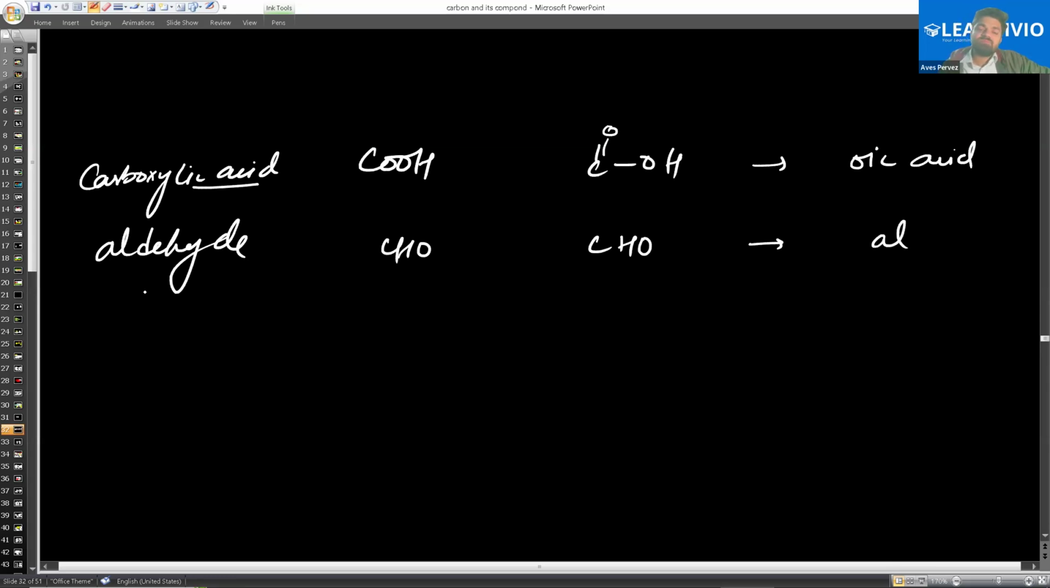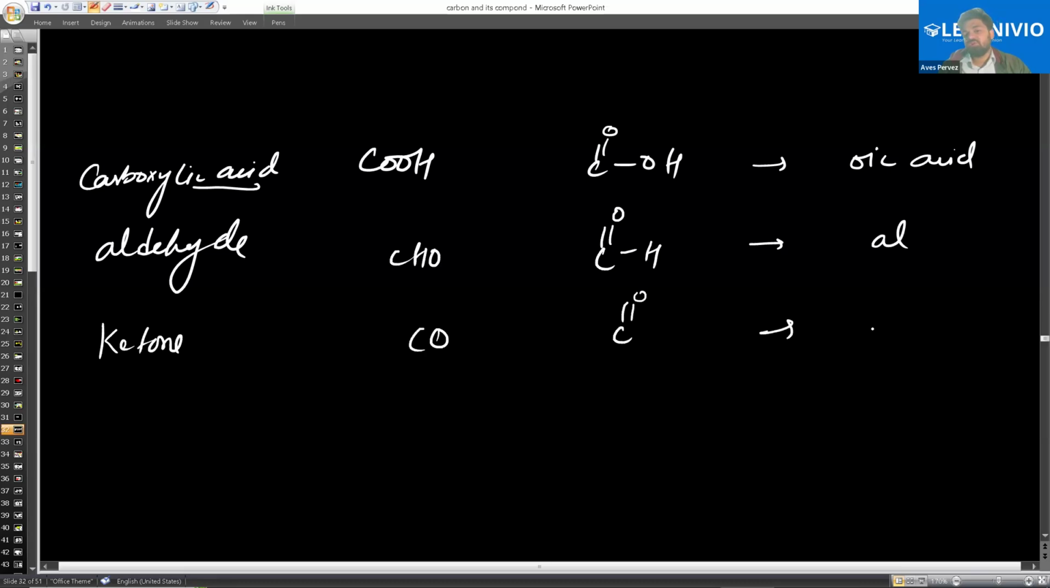CHO can be written this way: C double bond OH. Then we have ketone. Ketone is C double bond O. That is called ketone. The suffix for this one you can write as CO, which is C double bond O, and this is ketone. For ketone we have the suffix like this.